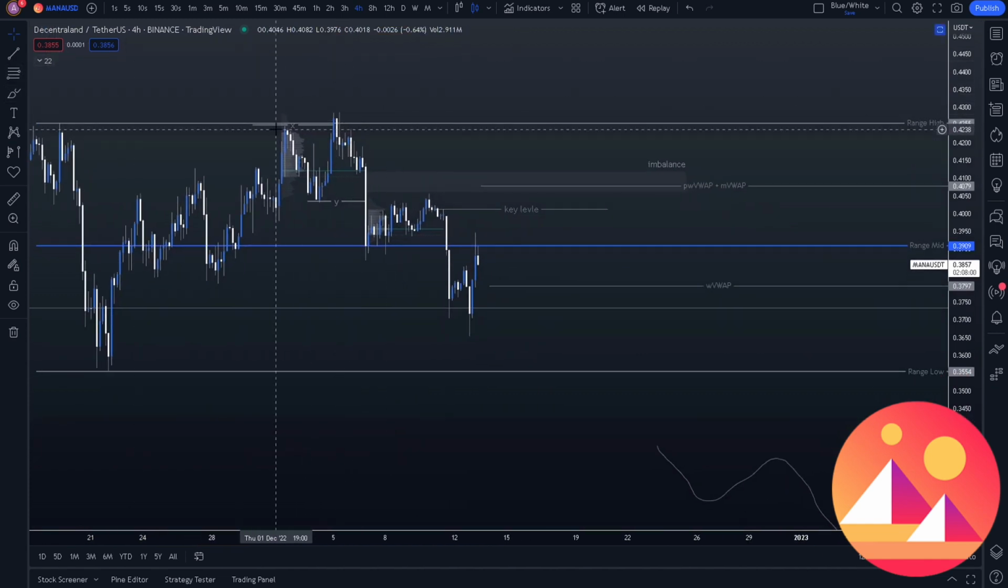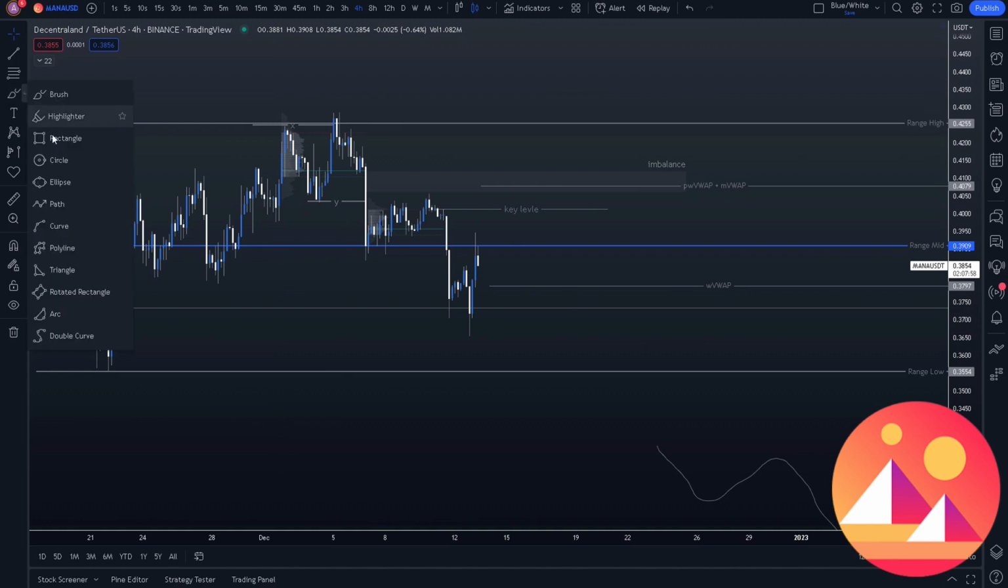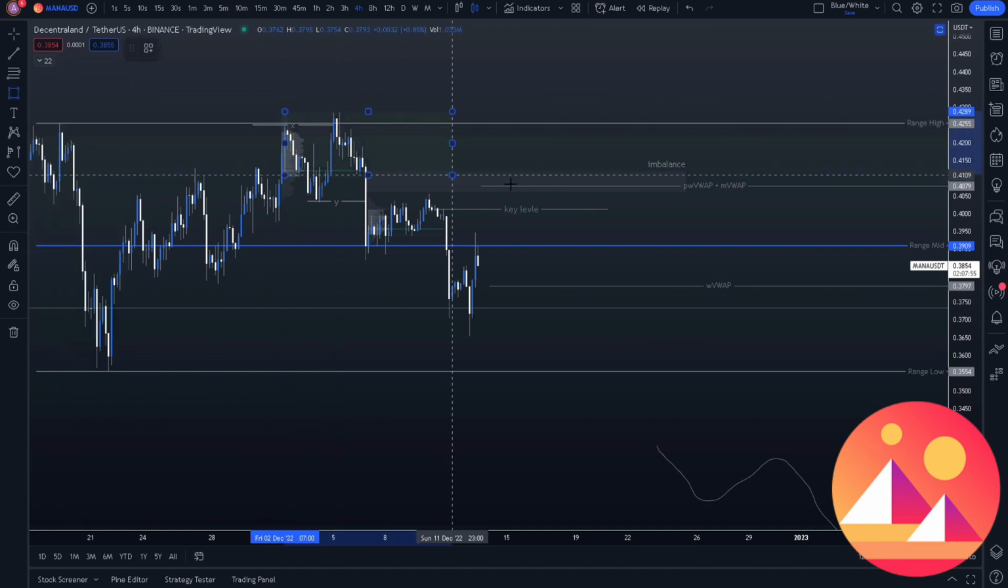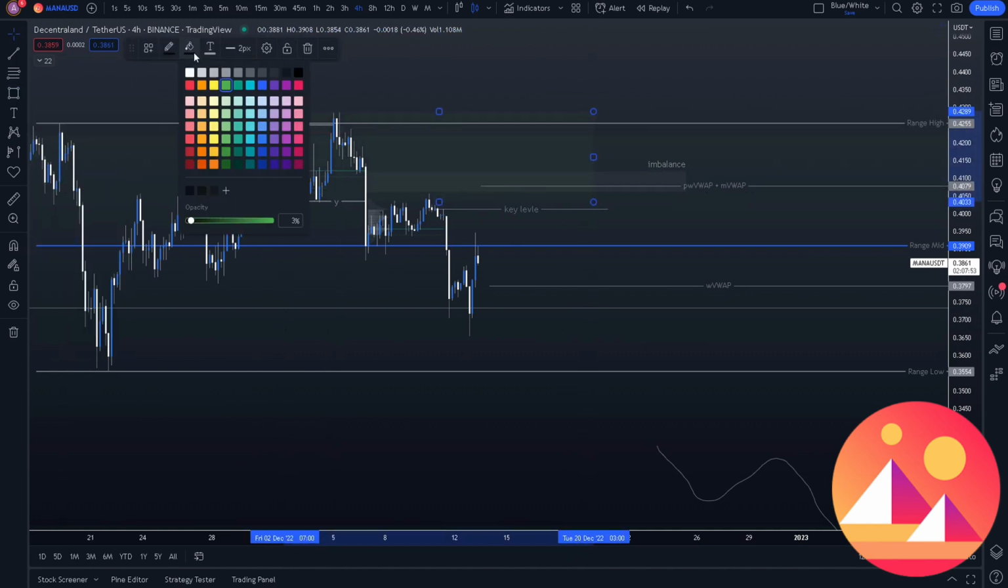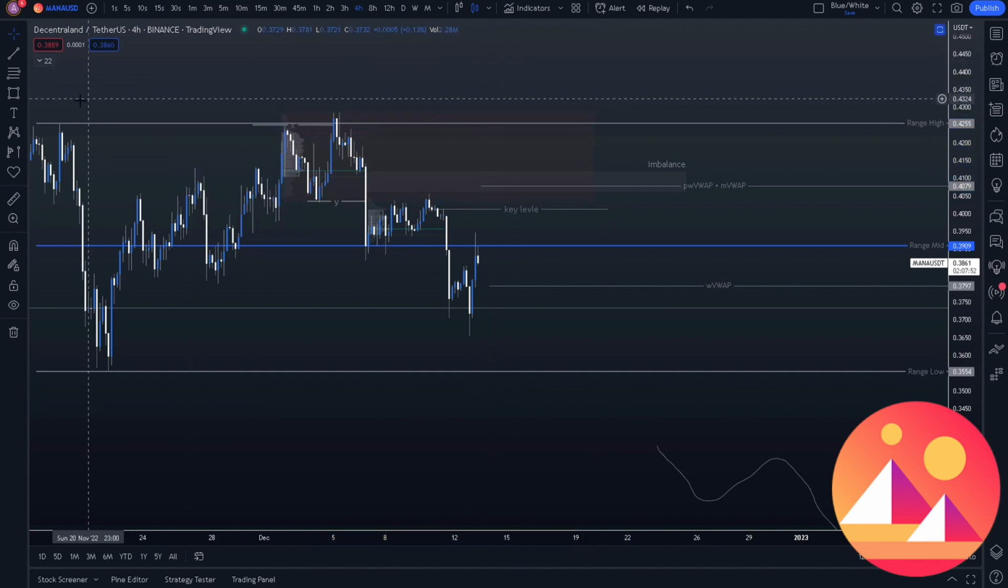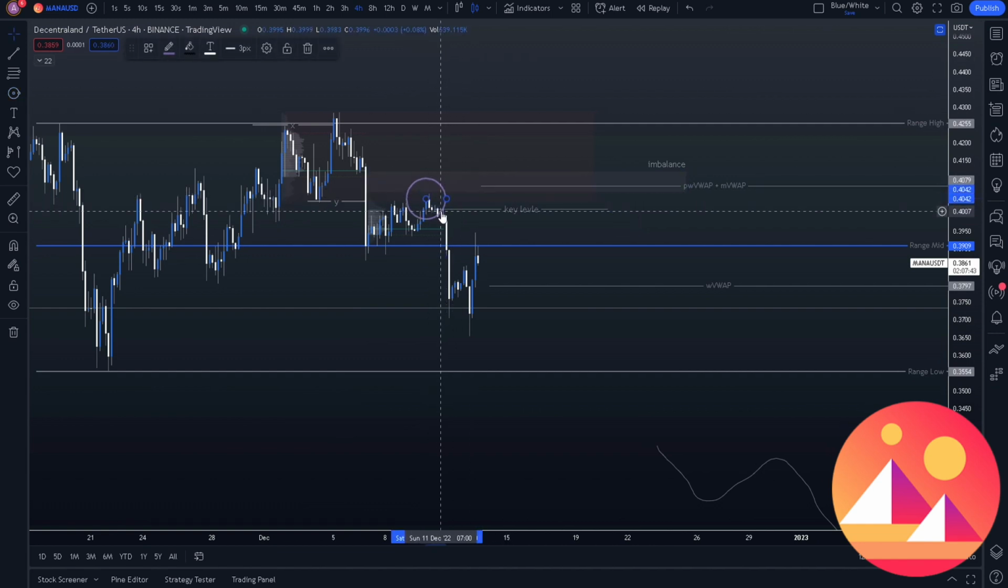So pretty much what happens when you have the sweep and change of character is that you generate this zone of supply up here. Since we are bearish, I'm gonna make it red. And after that happens, price will more than likely tap back in right here. And once you have this tap back into supply, this is what confirms bearish order flow. And now we have movement down.